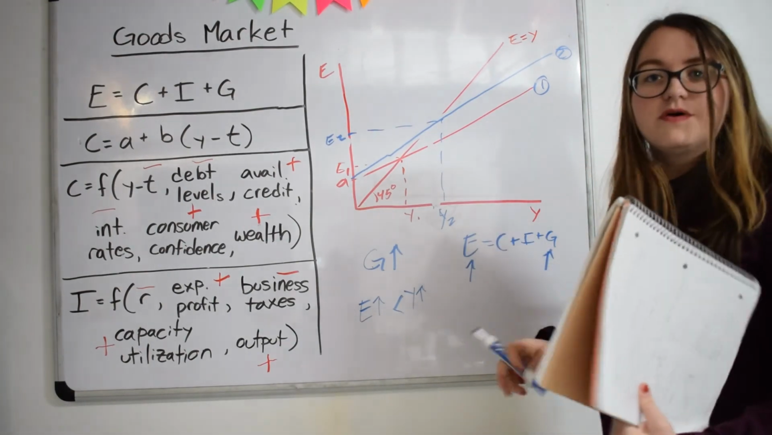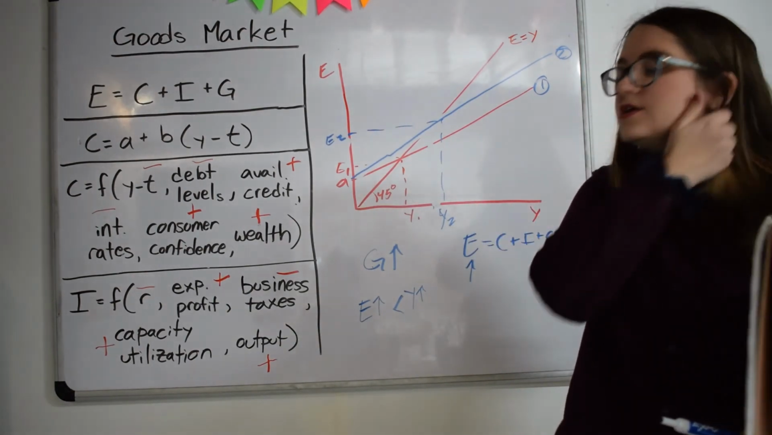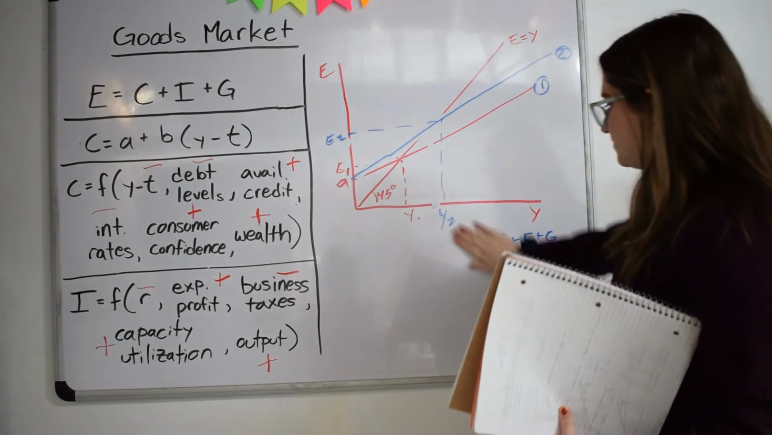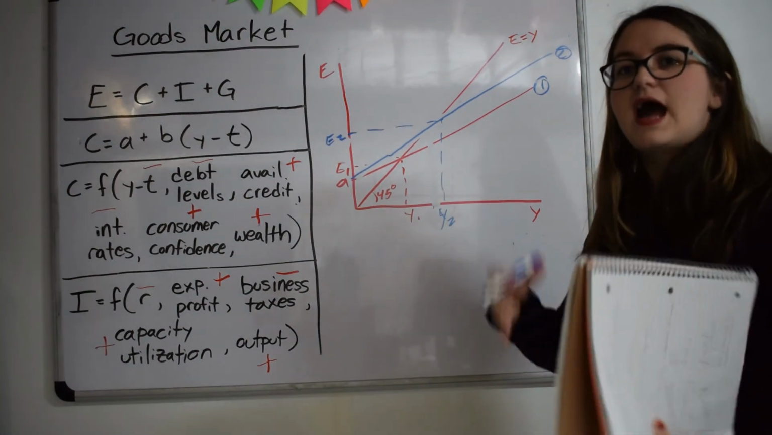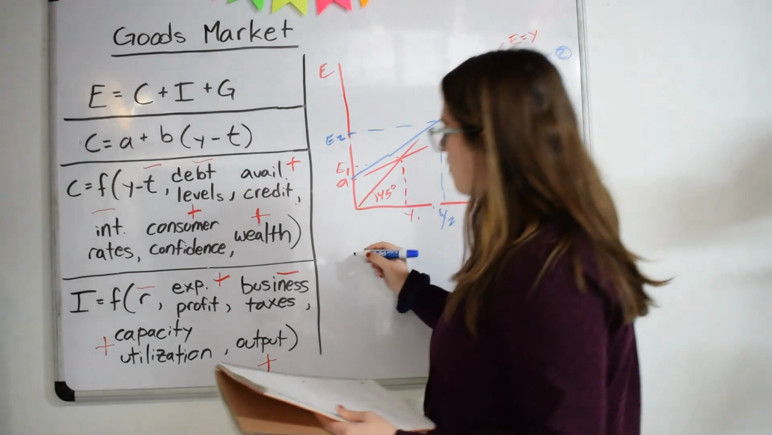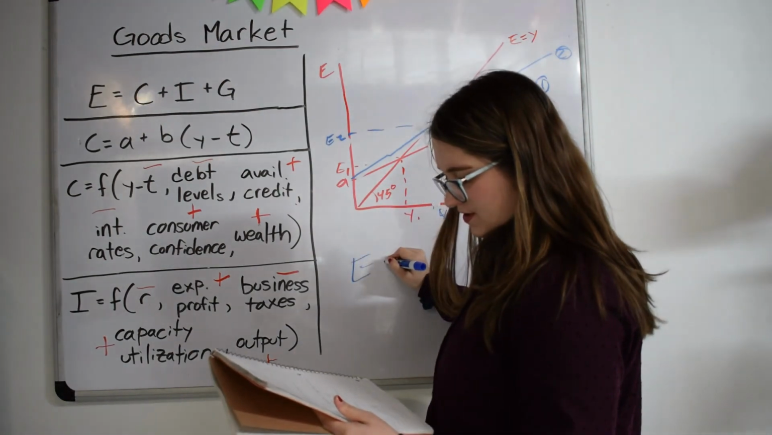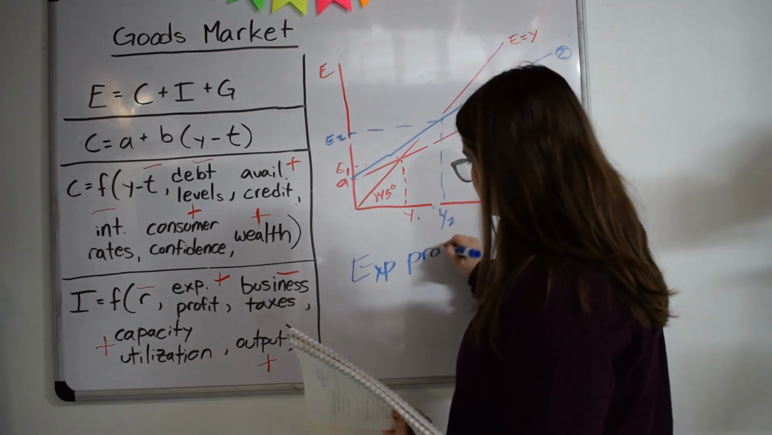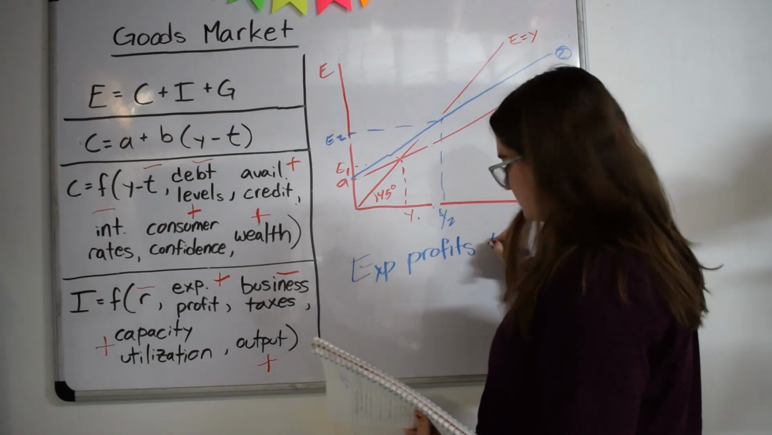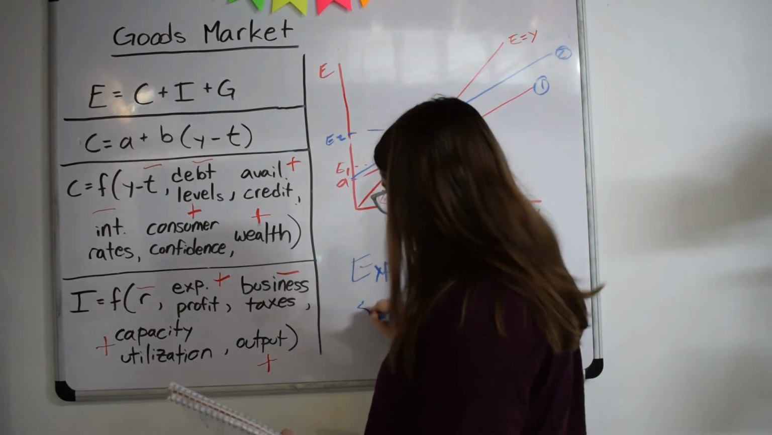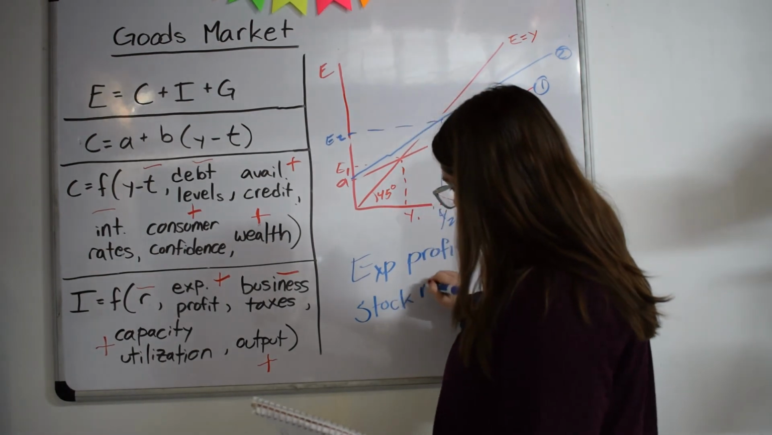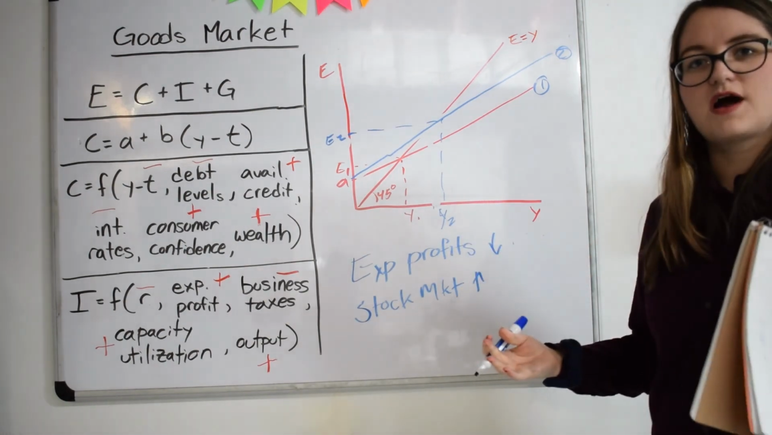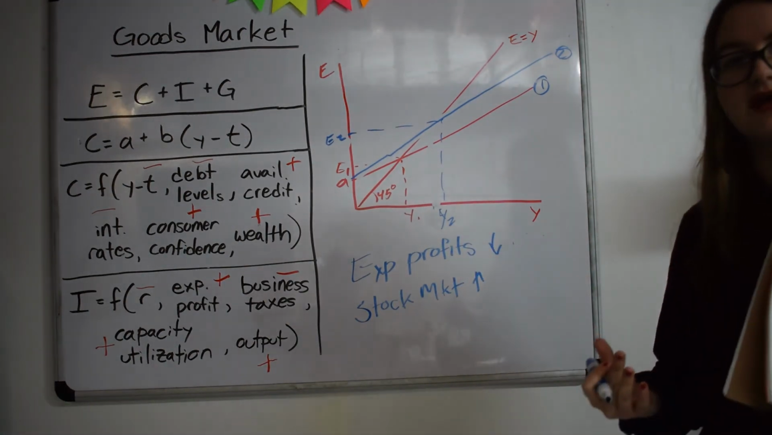Okay, now I want you guys to practice this. So in between these videos, take a few moments to try these 2 problems. And when we come back in the next video, I'll answer those questions. So what happens if the expected profits decrease, and then what happens if the stock market increases? So try these 2 problems out, and then we'll work on the answers together.